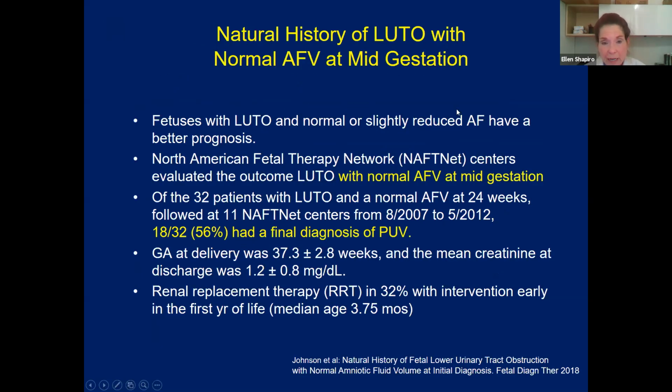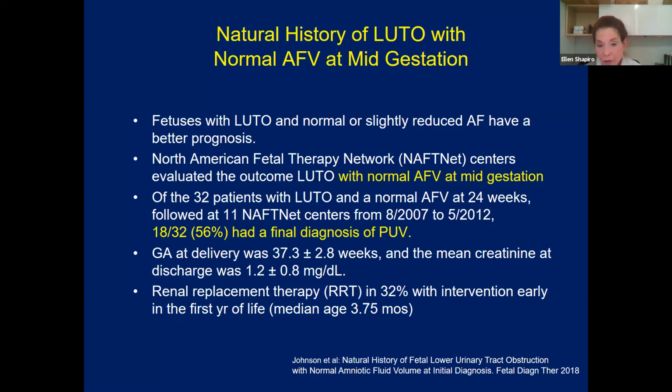If you look at an interesting study by Mark Johnson and the North American Fetal Therapy Network group, there are about 11 centers in that group. This study was published in 2018. They looked at fetuses with lower urinary tract obstruction and normal or slightly reduced amniotic fluid who were thought to have a better prognosis. So these centers evaluated the outcome of lower urinary tract obstruction with normal AFP at mid-gestation.